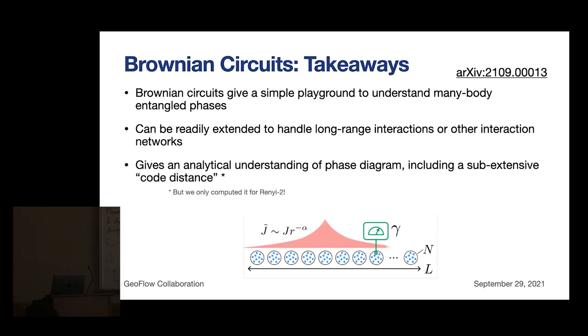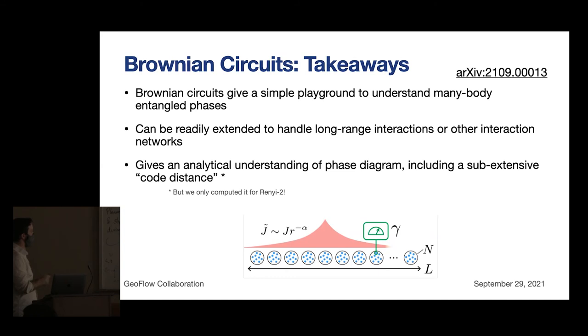Right, okay, that brings me up to my last point. So these Brownian circuits are nice because we can actually study these long range interactions in a very solvable model. And they can readily be extended to handle other things. Probably the next thing I want to do is write down this model for these sparsely interacting things. And then finally, it gives an analytical understanding of this phase diagram, including this code distance.